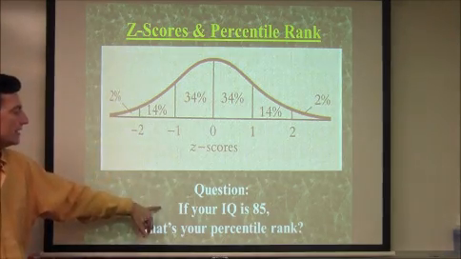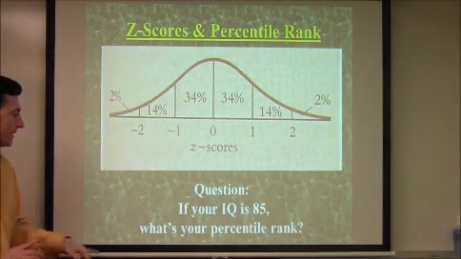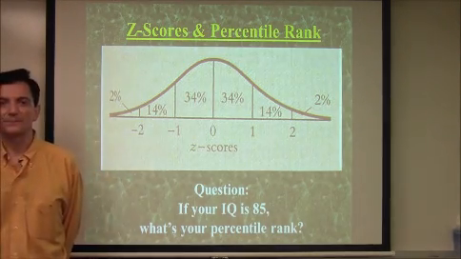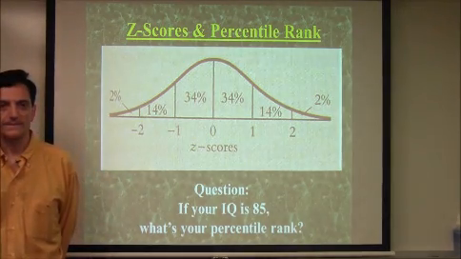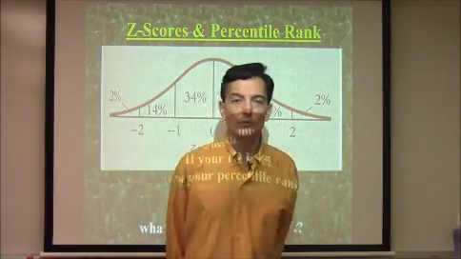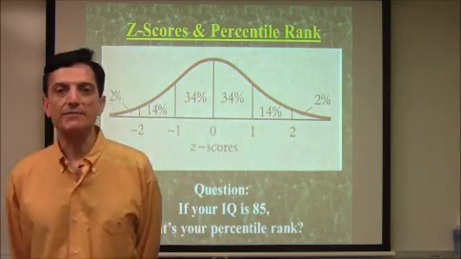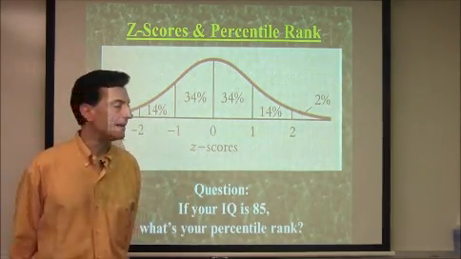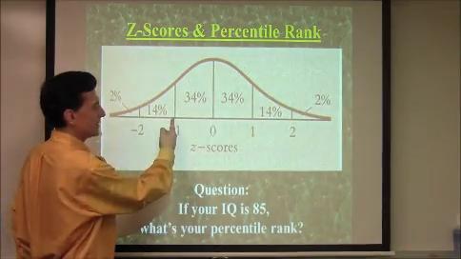So the question here is, if your IQ is 85, what's your percentile rank? Okay. We'll let you think that one through. Hopefully you're reasoning along this way. Remember that the mean IQ score is 100. Remember that the standard deviation is 15. If we do 100 minus 15, we would be at 85. That's going down by 1 standard deviation.